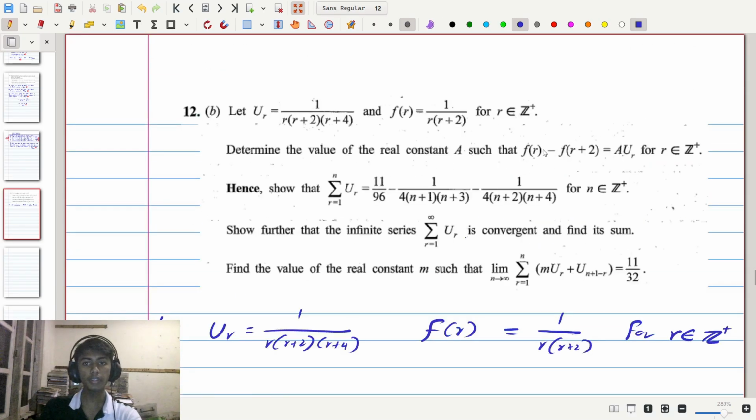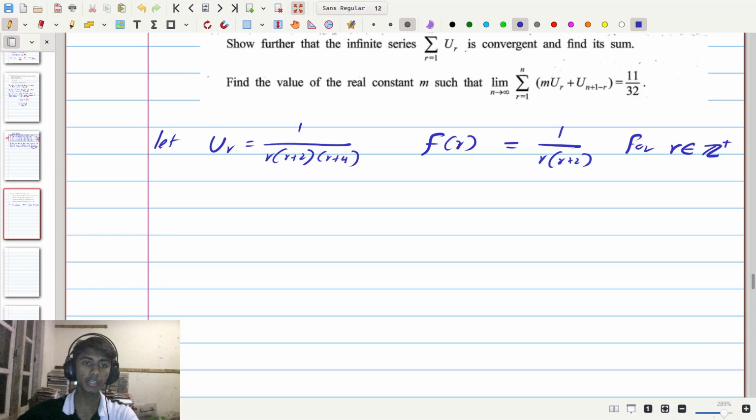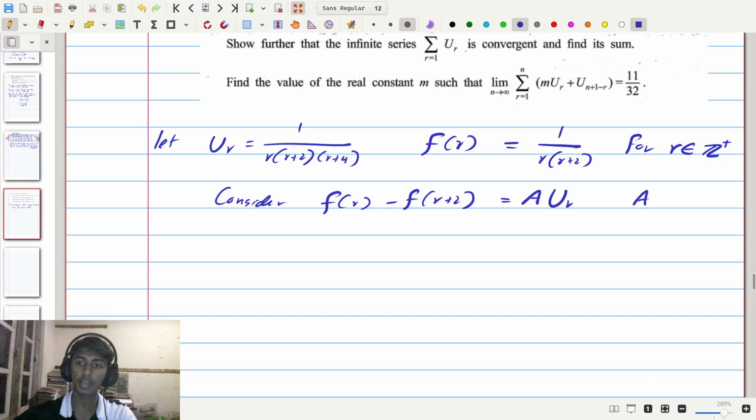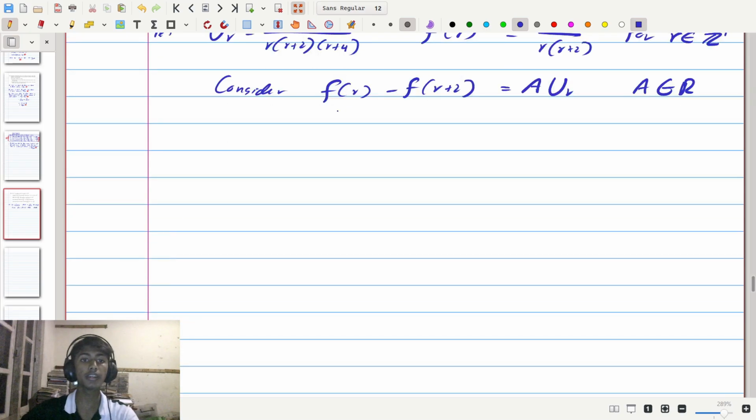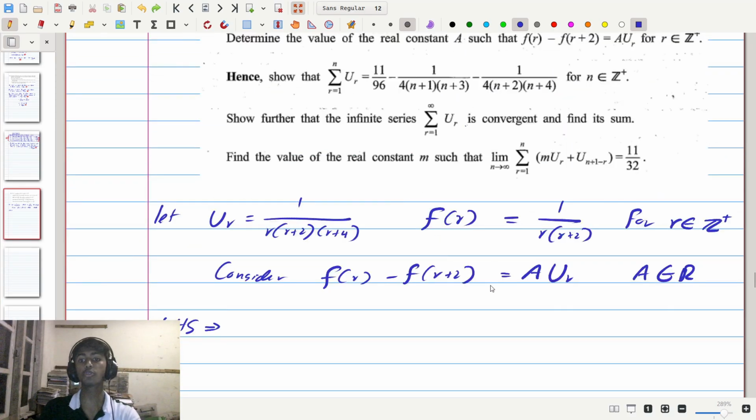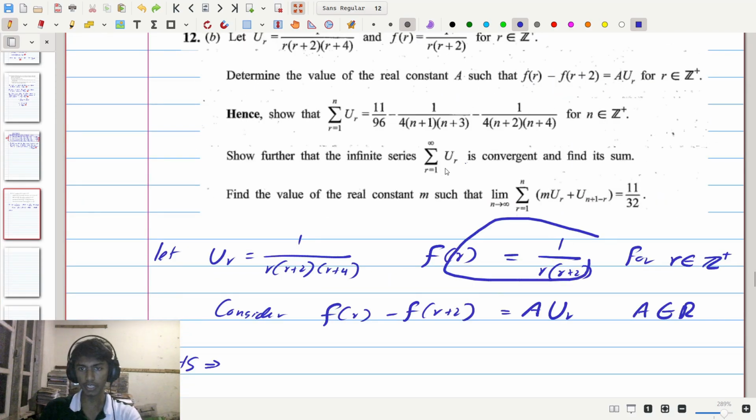Now, given this, we're going to consider f of r minus f of r plus 2 being equal to a times u of r, where a is an element of the real numbers. Considering this, if we take the left hand side, LHS, f of r minus f of r plus 2 can be found by substituting the values into this expression right here.